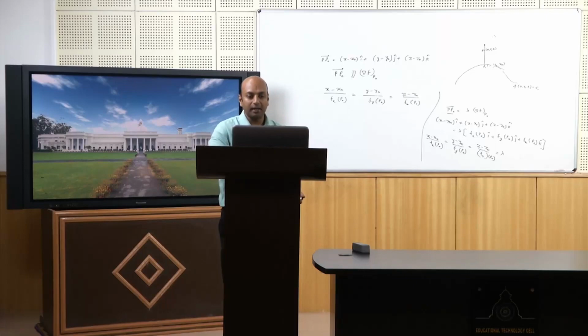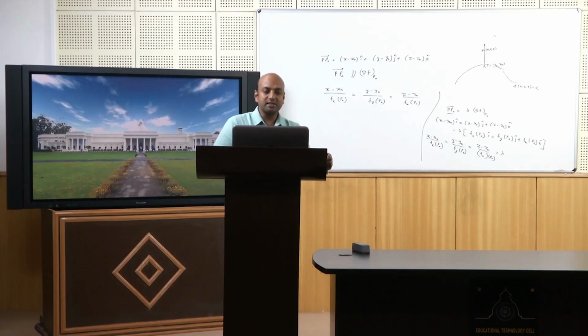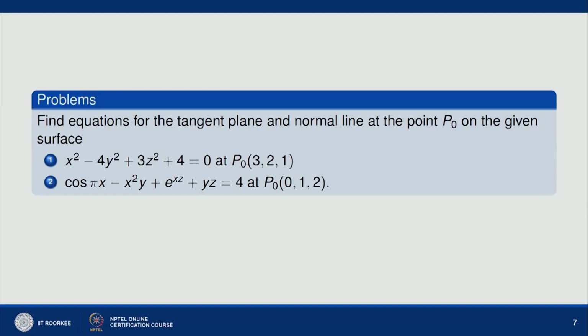In this way we can easily find the equation of the normal line. So that will be the normal line. You can take t or lambda, it hardly matters because it is the parameter. So, these are some problems. Let us try to solve these problems.